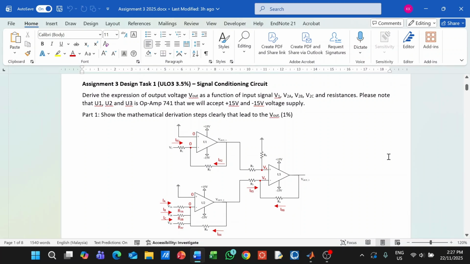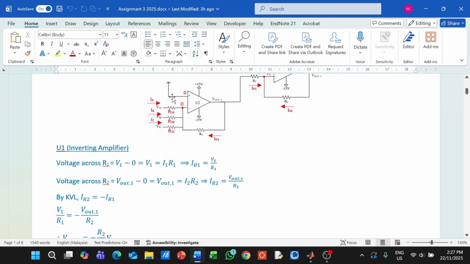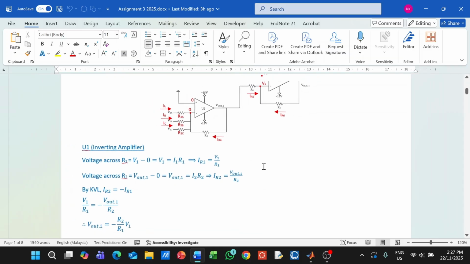Hi, I am going to explain the assignment 3. For design task part 1, U1 is an inverting amplifier, U2 is a summing amplifier, and U3 is a difference amplifier. So for U2, I rename this resistor to R3A, R3B, and R3C.